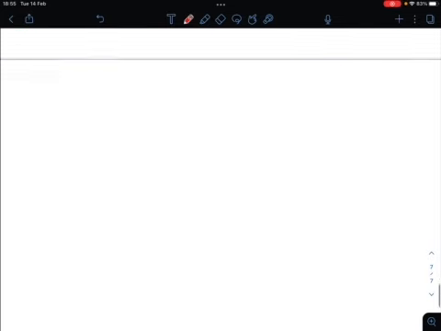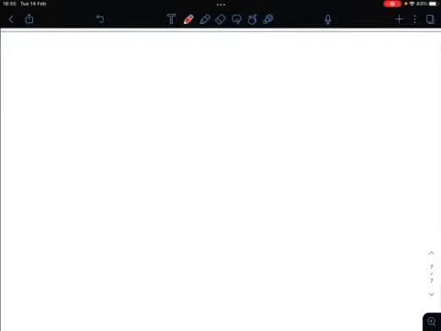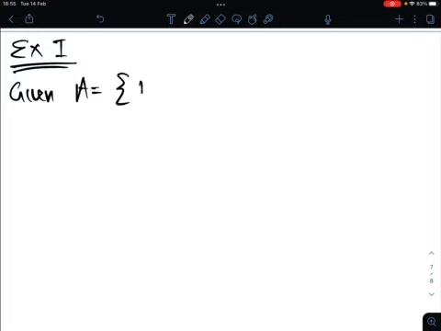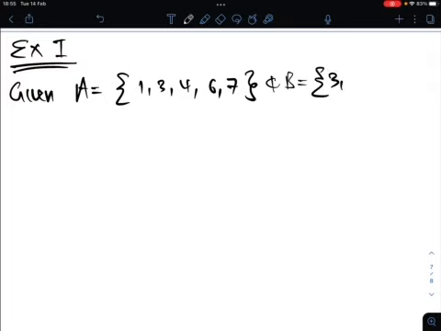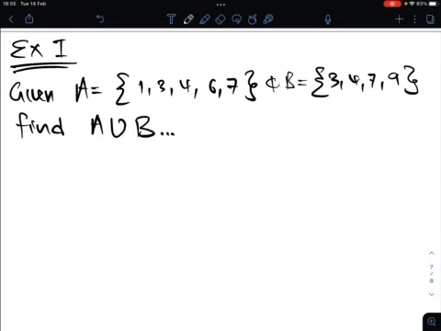So let's consider the following example. One particular example that can come up in an exam is something like this. You can be given a set A, which is defined as 1, 3, 4, 6, 7, and another one B, which is defined as 3, 4, 7, 9. Then you might be asked to find A union B. That can be a particular question that you get in set theory, where you're given two sets and asked to find the union of those sets.